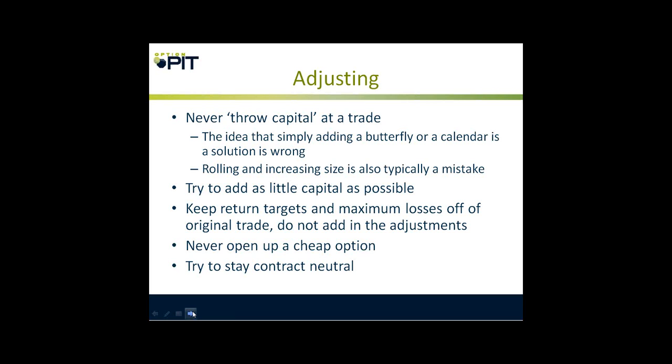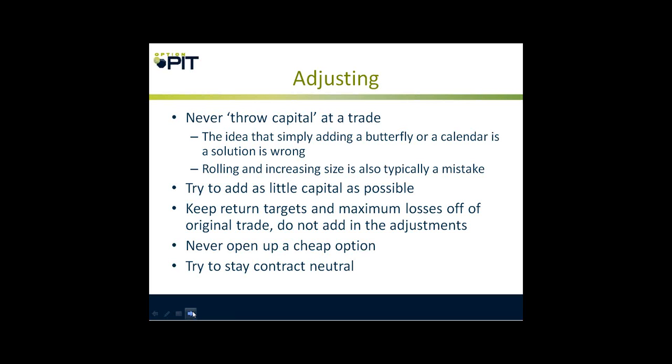Simple, easy, breezy, beautiful, cover girl. Adjusting. Never throw capital at a trade. The idea that simply adding a butterfly or calendar is wrong. Rolling and increasing size is also typically a mistake. When you're adjusting trades, try to add as little capital as possible. Keep return targets and maximum losses off of the original trade. Do not add in the adjustments. Never open up a cheap option. I mean sell a cheap option or buy a cheap option that you don't already have open. Try and stay contract neutral.